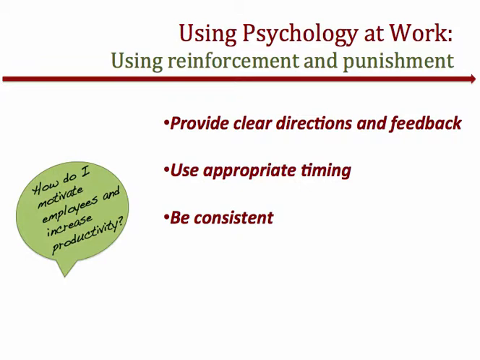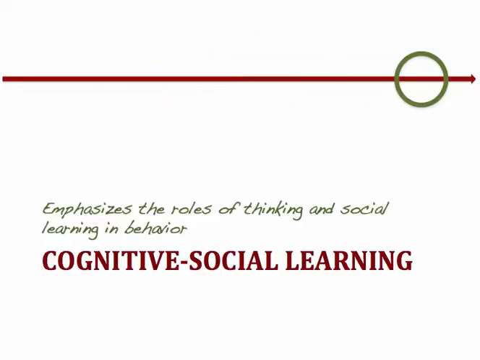So as I said, generally speaking, we want to try to reduce the use of punishment as much as possible, but anytime you're attempting to utilize these principles, you want to be sure to provide clear directions and feedback about what is being reinforced or punished and why. Use appropriate timing. That is, the sooner that punishment or reinforcement is implemented after the behavior, the more likely it is to be effective. And being consistent. That is, if you're only punishing the behavior every 1 out of 3 times that it occurs, that's not going to be effective. But if it's punished every time, it will be more effective.